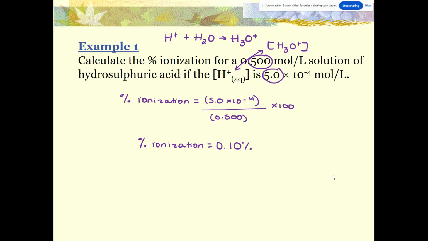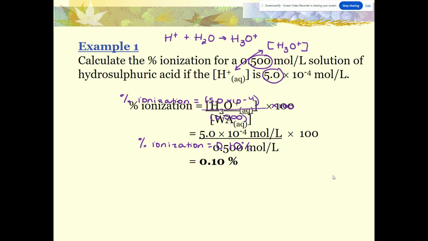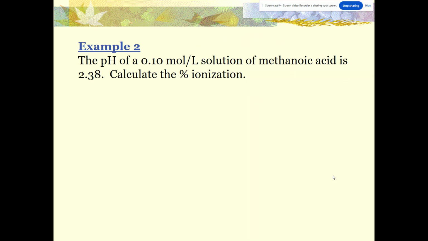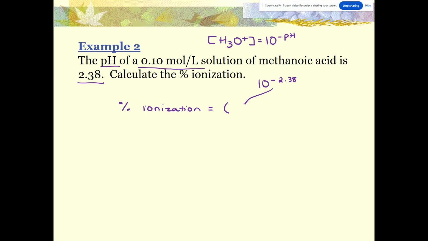All right. If we look at another example, you have a solution of methanoic acid with a concentration of 0.1 mole per liter. You are given the pH. Anytime you're given pH, right away you're like, oh yeah, pH can tell me the concentration of the hydronium ion, 10 to the negative pH. So if I want to calculate, again, my percent ionization, when I go 10 to the negative 2.38, that answer is going to be my hydronium ion concentration.